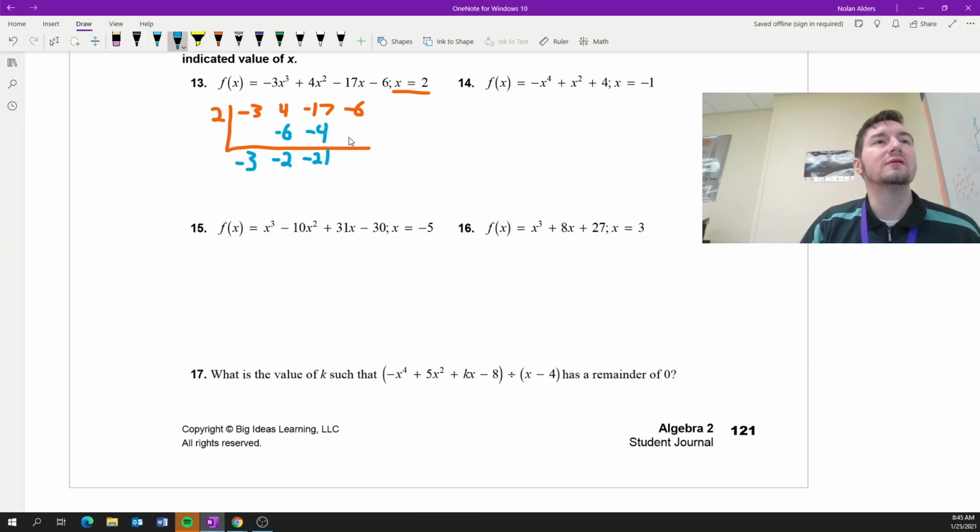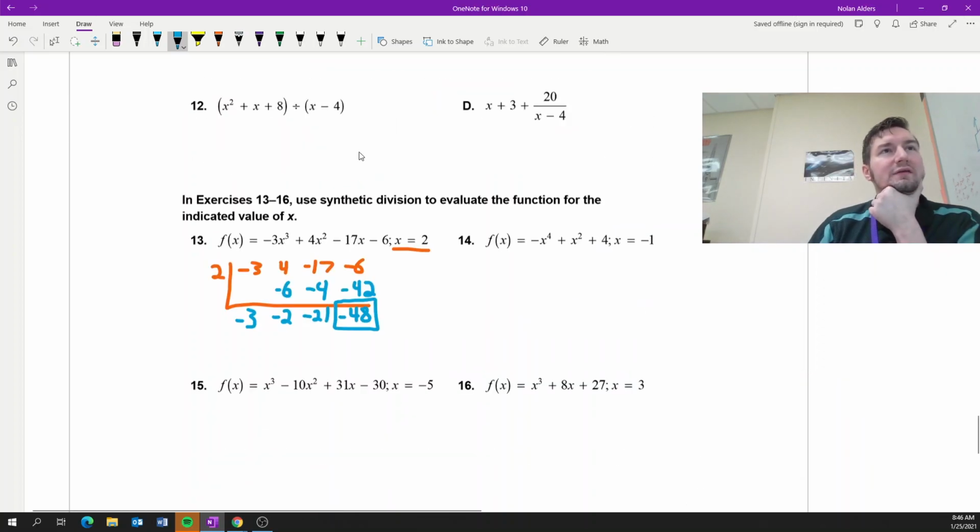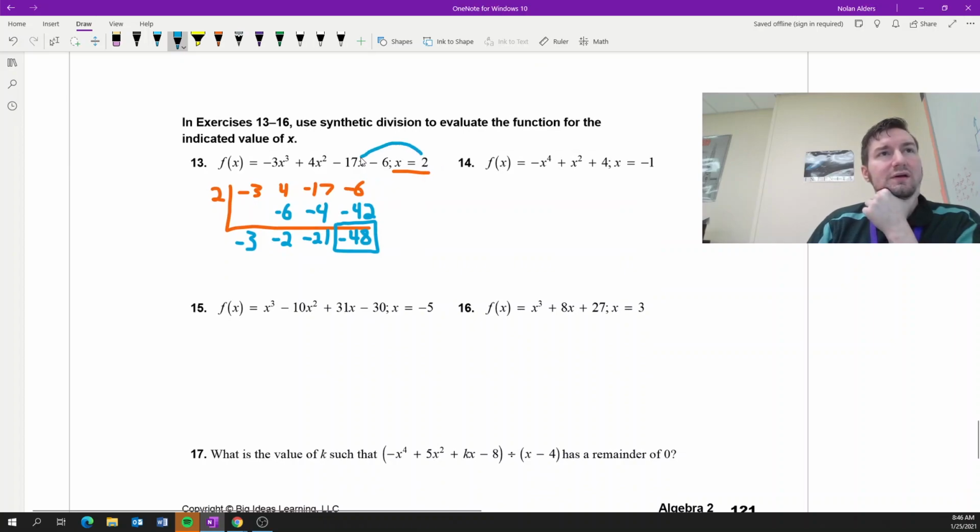And then multiply. 2 times negative 21 is a negative 42. Add these, and you'll have a negative, what is that, 48, negative 48. And this last number right here is the answer. So if you were to plug in 2 into your x's and evaluate this function for x equals 2, then you would get negative 48. So you can actually use synthetic division to figure out what the answer is without having to plug it into a calculator. Or I think it actually makes it a little bit faster and a little bit easier.